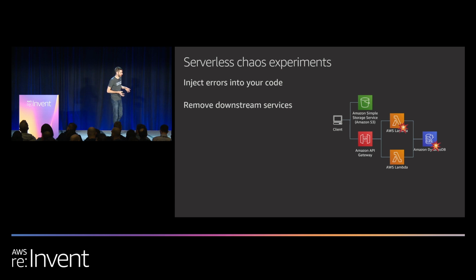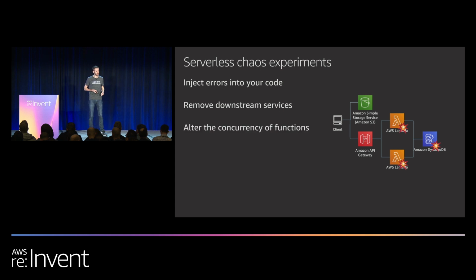to see how our application handles that. We can remove downstream services, testing fallbacks, for example. So let's remove DynamoDB, restricting access to DynamoDB. What happens to our applications in those cases? We can alter the concurrency of functions. And this can be either to simulate issues with traffic to our functions, or it can be to simulate a provider issue if ever AWS has issues with Lambda. And we can restrict the capacity of tables, once again, to simulate issues with DynamoDB's service.